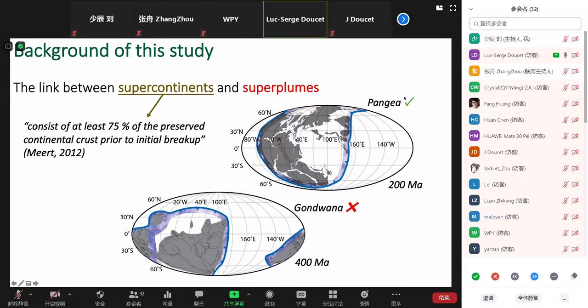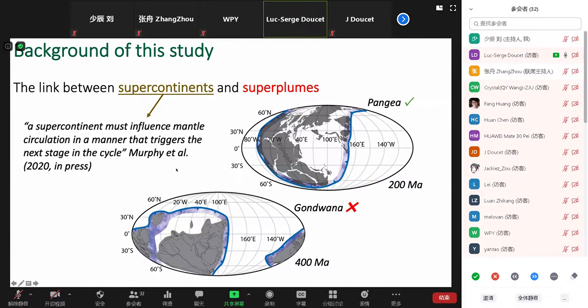So here you have Pangaea. This is the supercontinent Pangaea, and you have the subduction girdle of Pangaea here. So Pangaea is a supercontinent according to that definition. On the other hand, if you look at Gondwana 400 million years ago, Gondwana, which is here, is not a supercontinent because it's only 50% of all the continental masses, right?